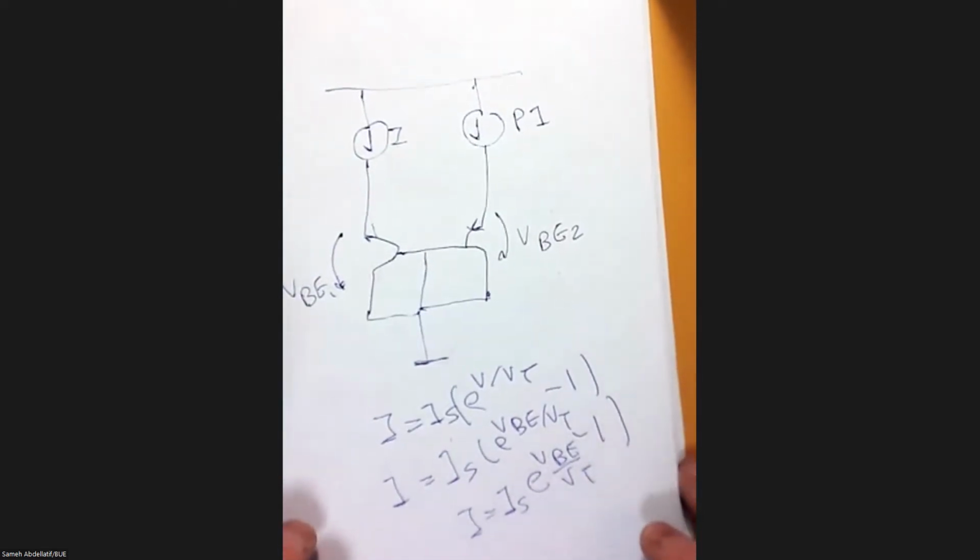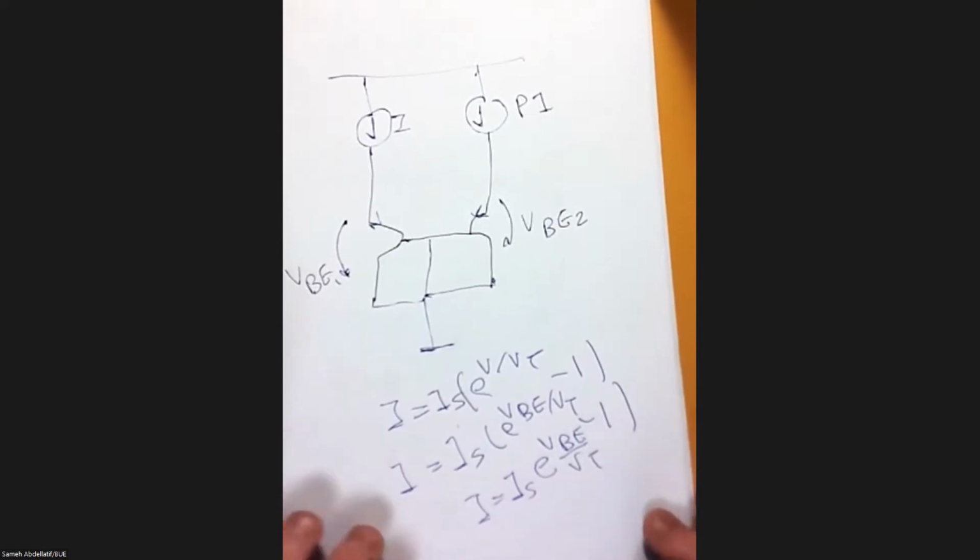And by multiplying by ln both sides, you can get that. We will use this later on.